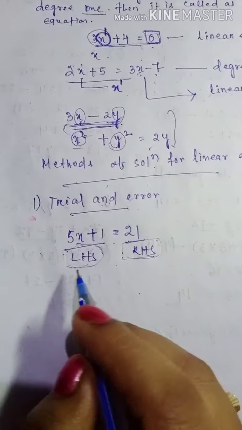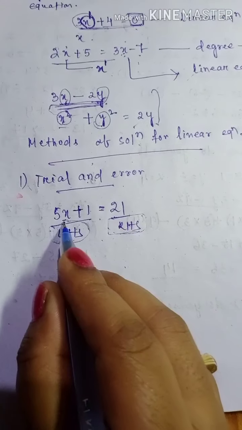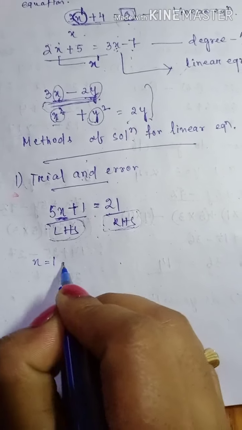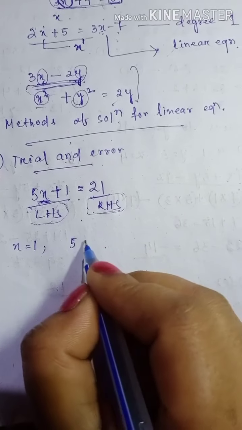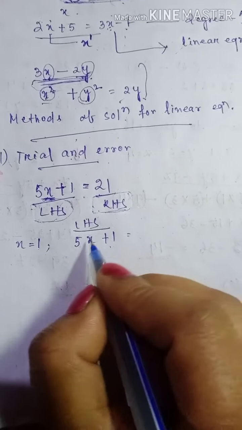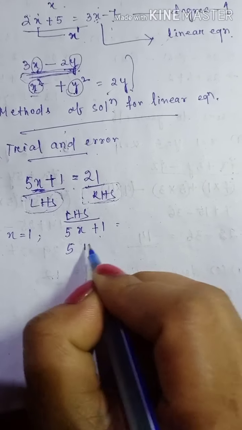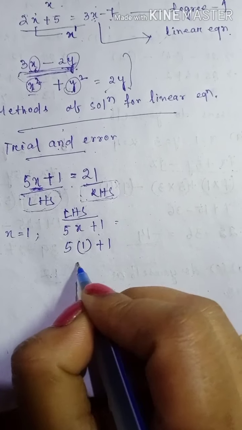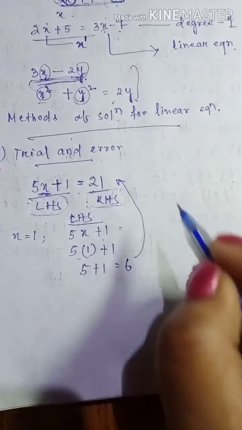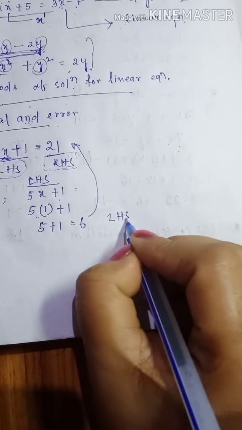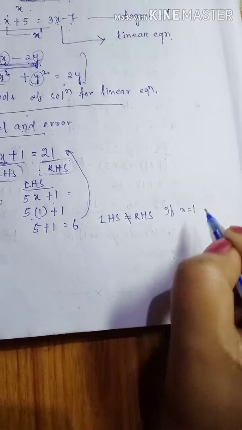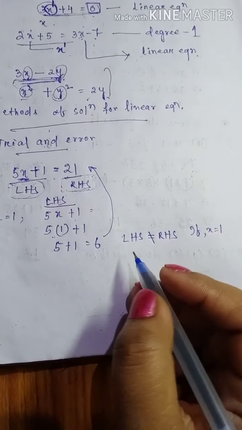Okay, so we have to start from here. Suppose x is equal to 1 here. Then what do I get? 5x plus 1 on the LHS. On the LHS, I get 5 into 1 plus 1, that is 5 plus 1, which is equal to 6. Does it equal the RHS? No. So what will I write here? LHS is not equal to RHS if x is equal to 1.